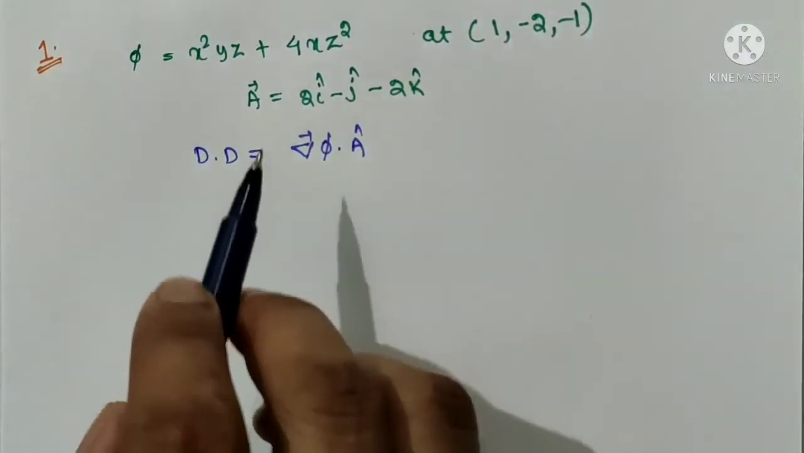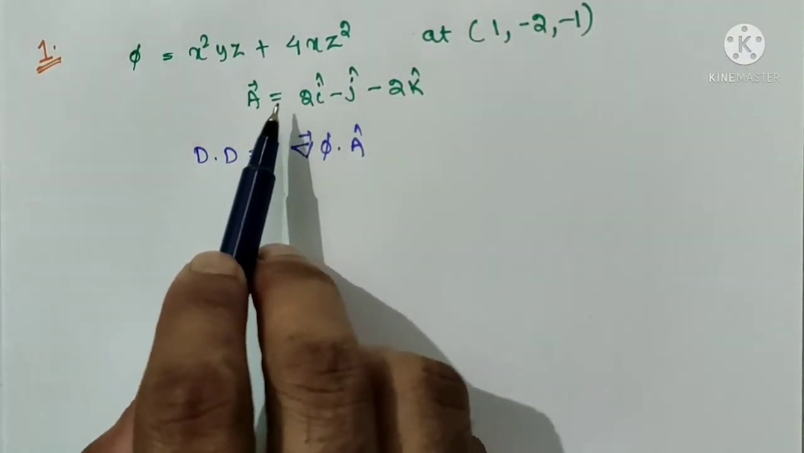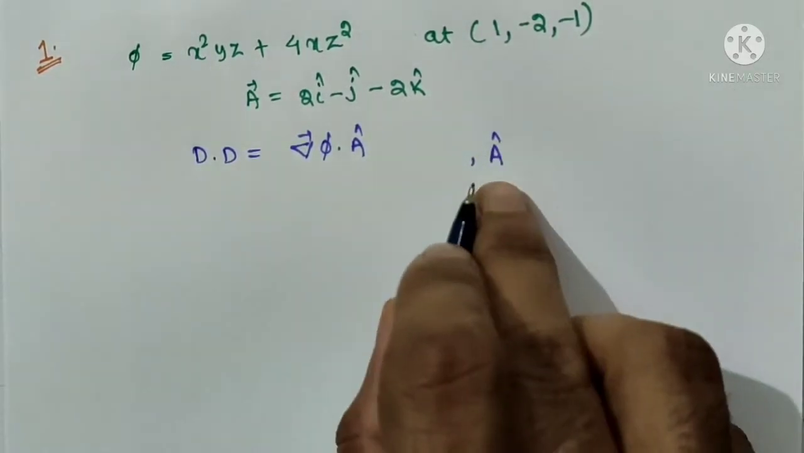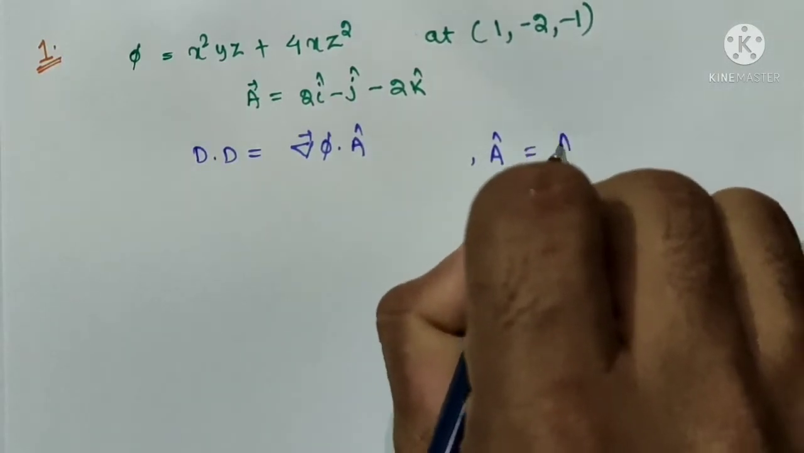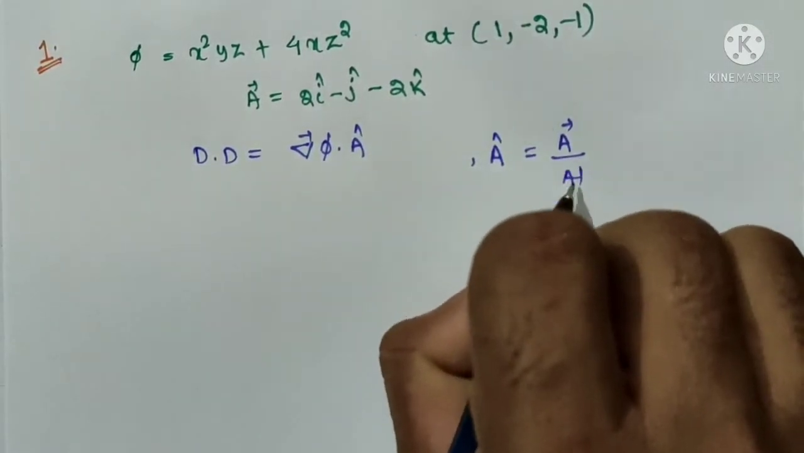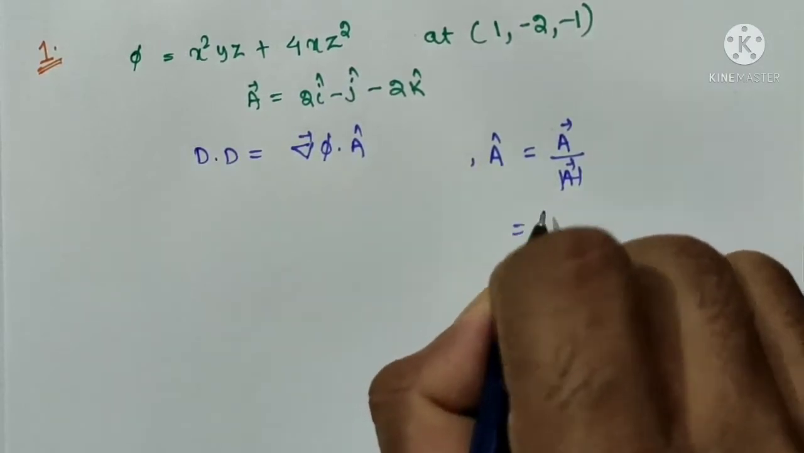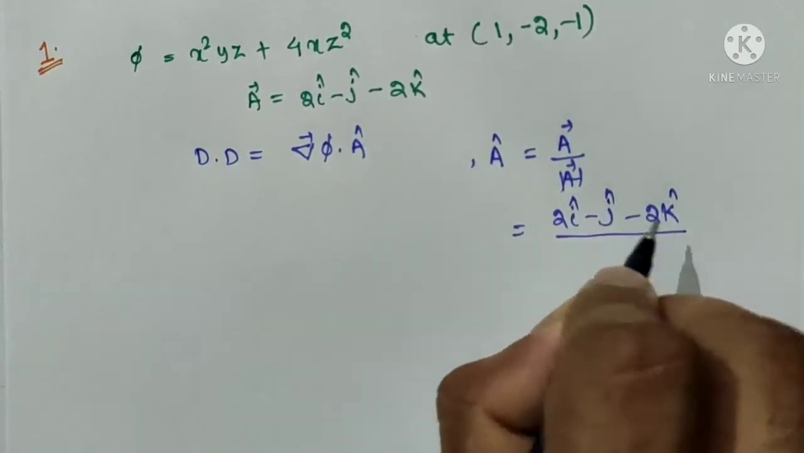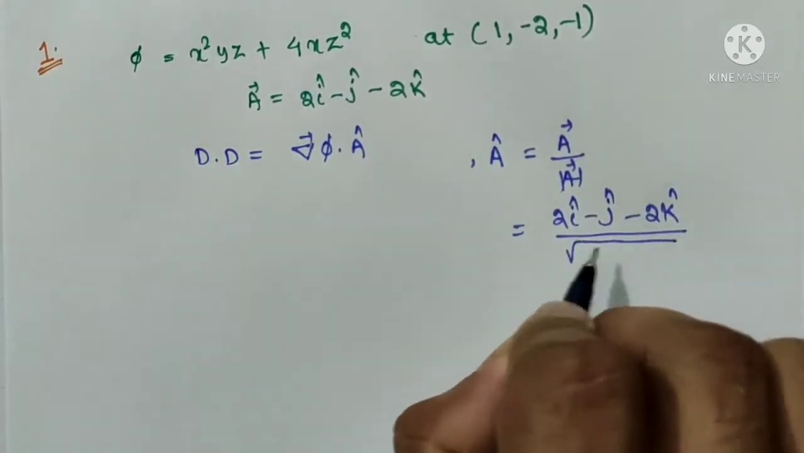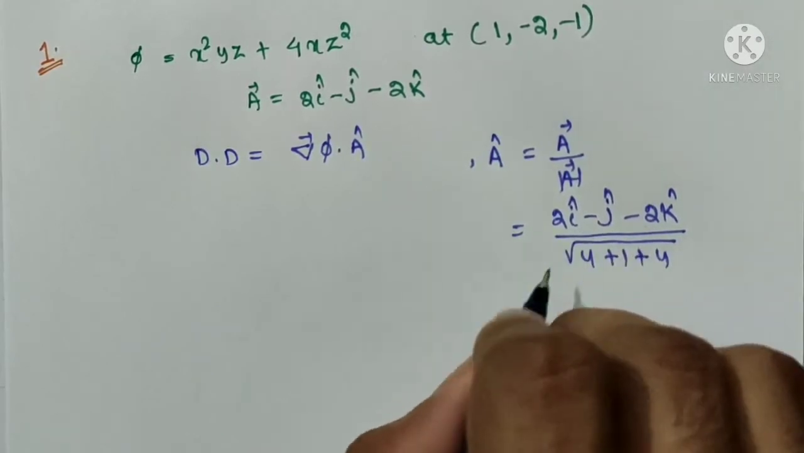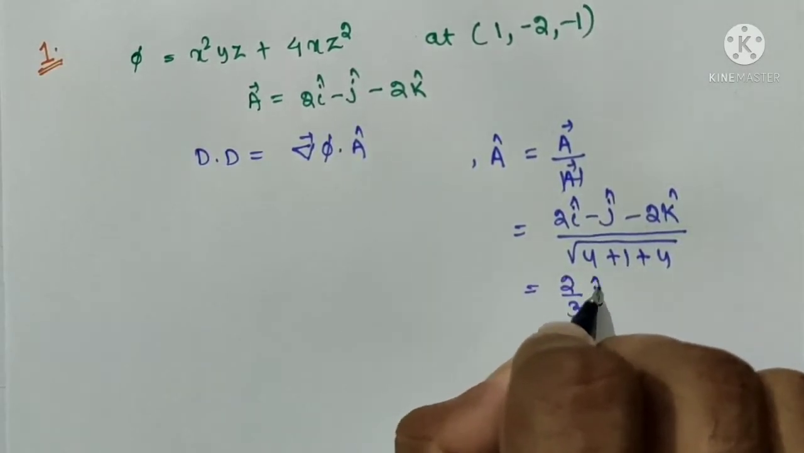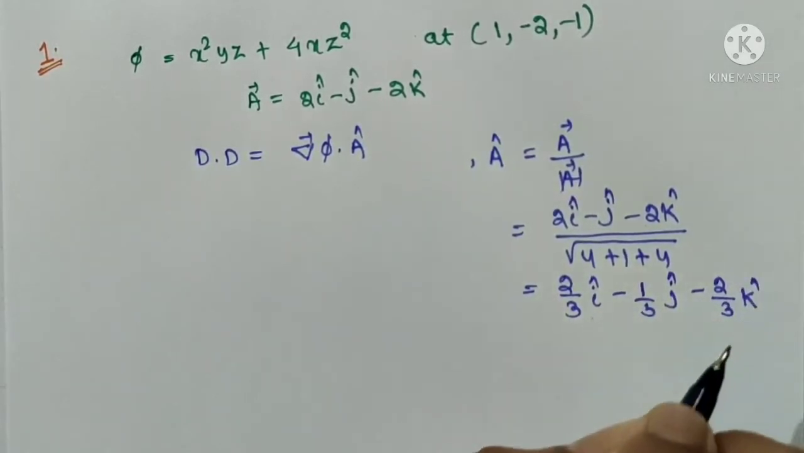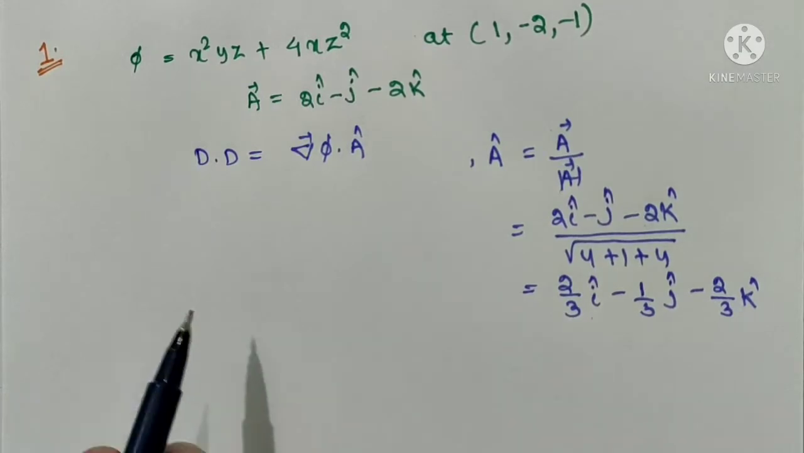So we need the direction of this vector. Look, this total vector is given, so let us define its direction first. And direction is given by the unit vector. So a cap equals a vector by the magnitude of this vector. So 2 i cap minus j cap minus 2 k cap by magnitude. Calculate this magnitude, how much is it coming: 4 plus 1 plus 4. So it is equal to 2 by 3 i cap minus 1 by 3 j cap minus 2 by 3 k cap. So next we need the gradient of phi.